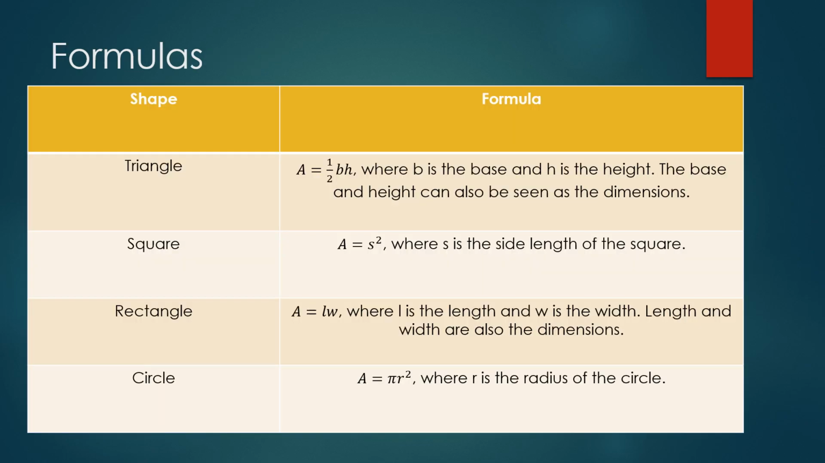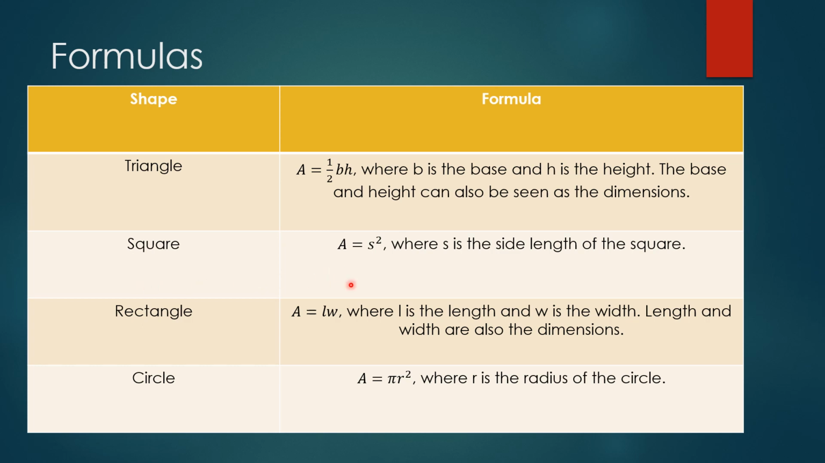Here are 4 of the simple formulas. Please note that there are multiple formulas for different structures. However, these are your basic ones. You can either derive the others from these 4, or you can combine them together to get them. So again, we have a triangle. Area of a triangle is 1/2 base times height. B stands for the base of the triangle, and H is the height. Base and height are also seen as the dimensions of a triangle.